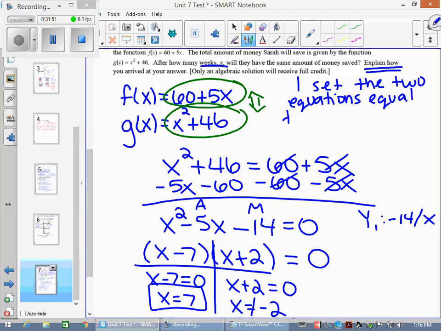So anytime we see this word explain, we need something in words. If it says justify, then just your math is enough.